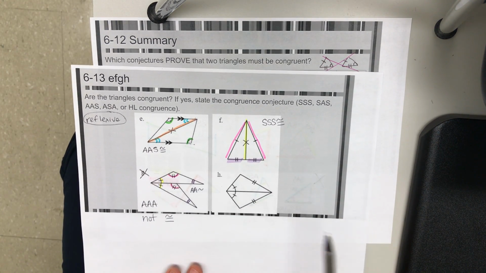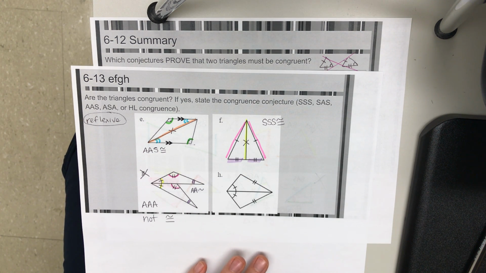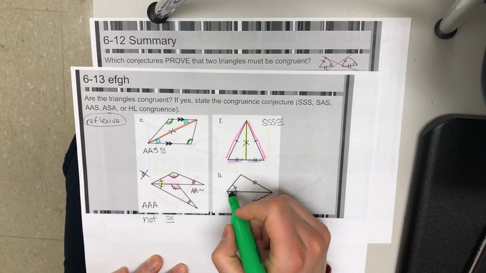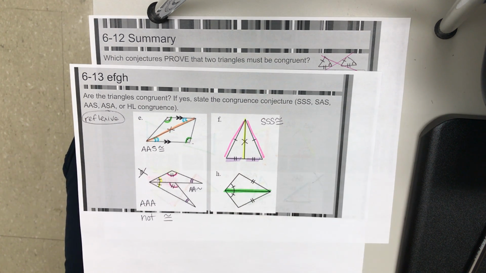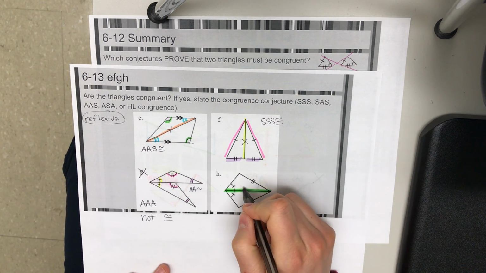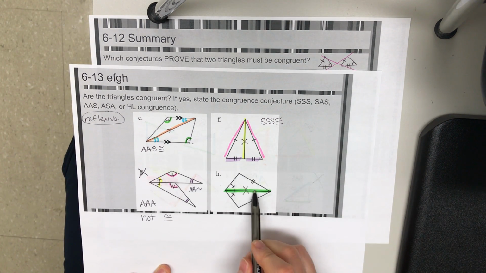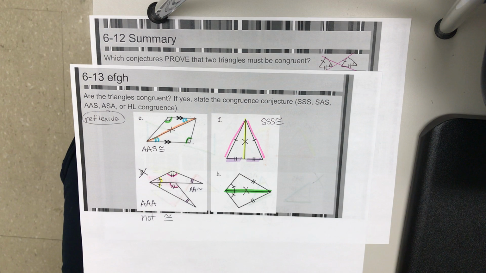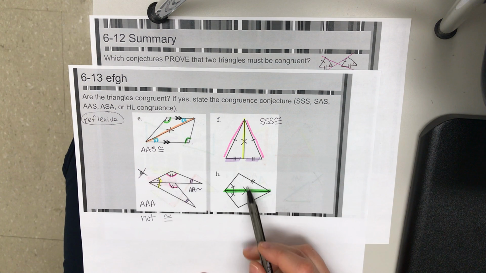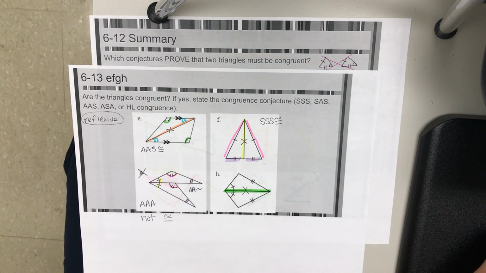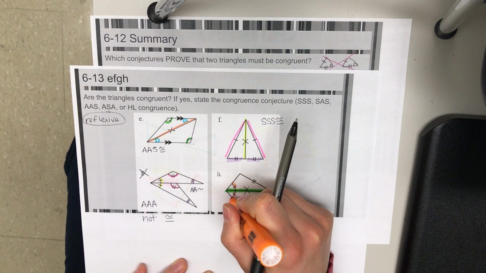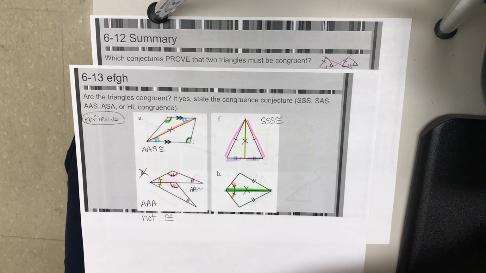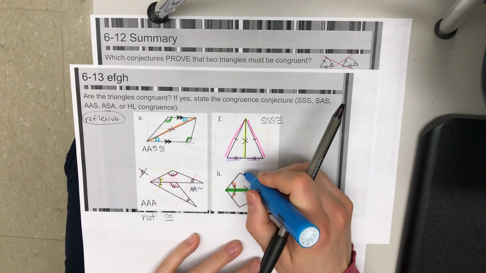Okay, finally, part H. Okay, I see that reflexive property again. We've got to get so good at paying attention and seeing this side length, the whole length, is the same in both the top and the bottom triangles, exactly the same. So it's definitely congruent to itself, okay? Then I have angles that are congruent and another set of sides.